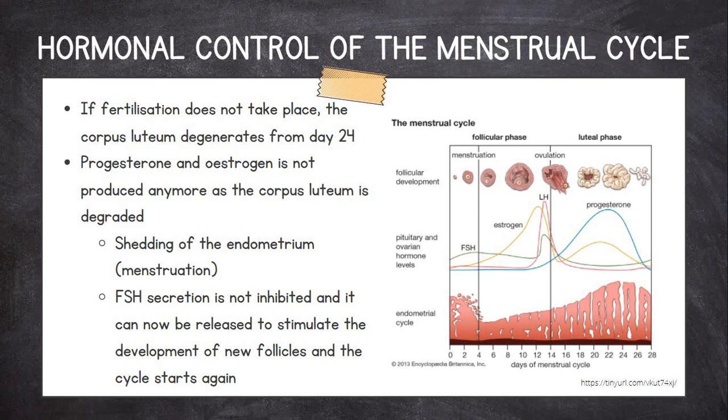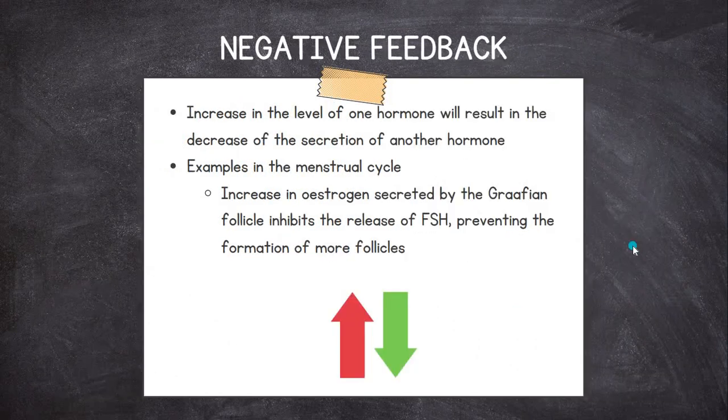The shedding of the endometrium then takes place, and FSH secretion is not inhibited, and it can now be released to stimulate the development of new follicles, and the cycle starts again. So then the lining will shed, and these levels will start to increase again, your FSH and your estrogen levels, but mainly your FSH levels, because they are not inhibited anymore by the progesterone and the estrogen.